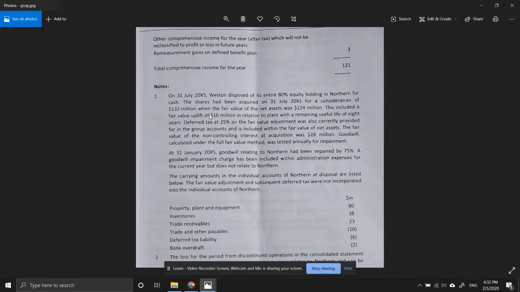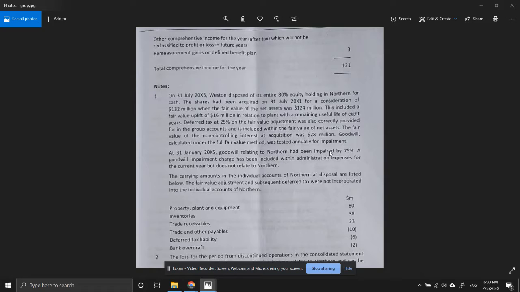There was a fair value uplift of 16 million in relation to plant with a remaining useful life of 8 years. Deferred tax at 25% on the fair value adjustment was also correctly provided for in the group accounts, as it is included within the fair value of net assets. So that is included. The fair value of the non-controlling interest at acquisition was 28 million. Goodwill calculated on the fair value method was annually tested for impairment.